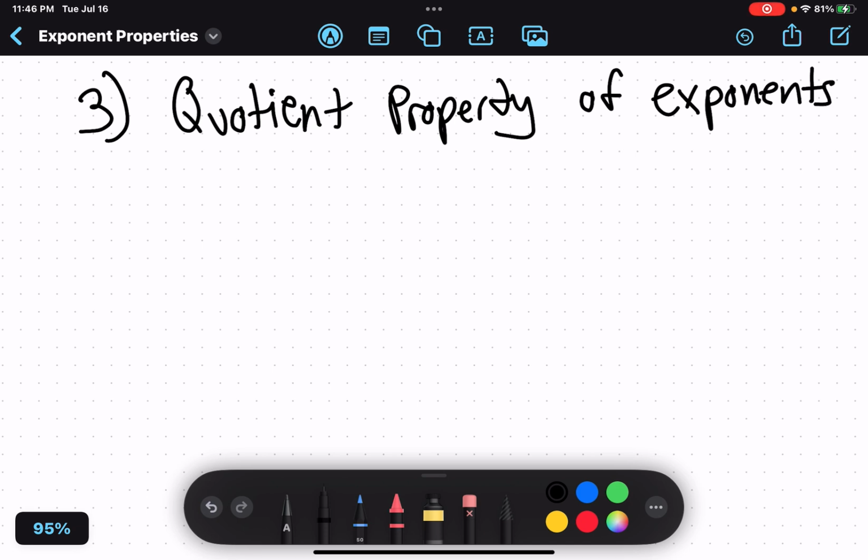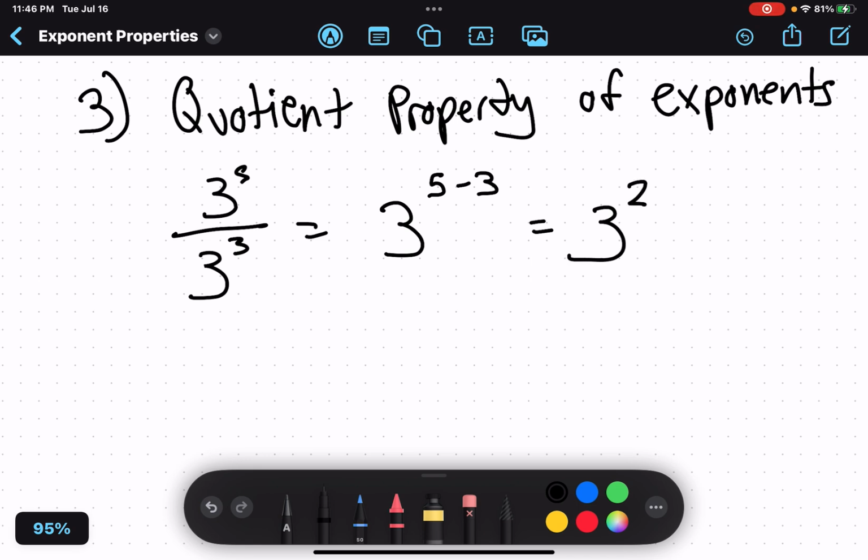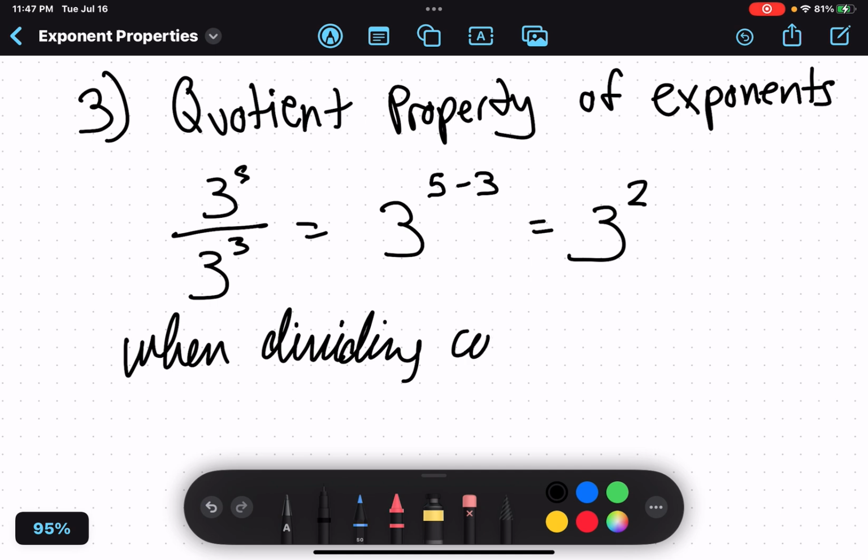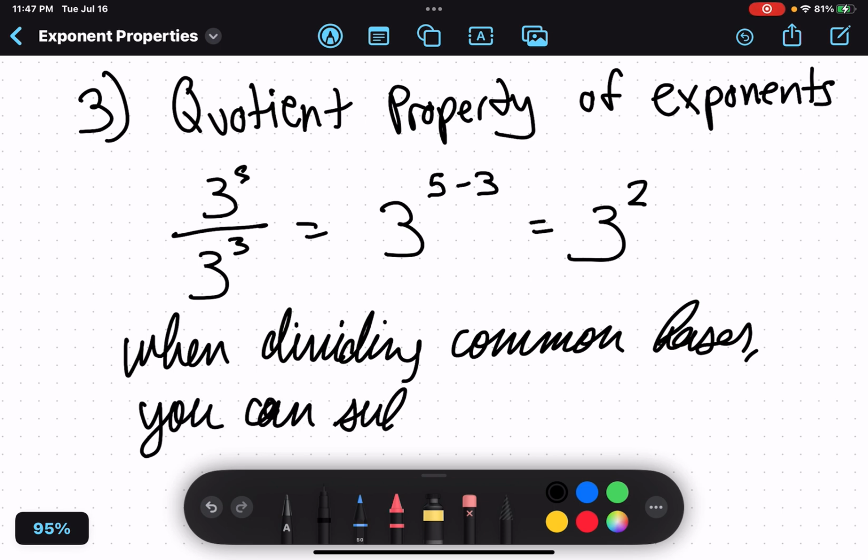So that tells us when we have, let's say, 3 to the power of 5 divided by 3 to the power of 3, we could do 3 to the power of 5 minus 3. That gives us 3 to the power of 2. Meaning, when we are dividing common bases, you can subtract their powers.